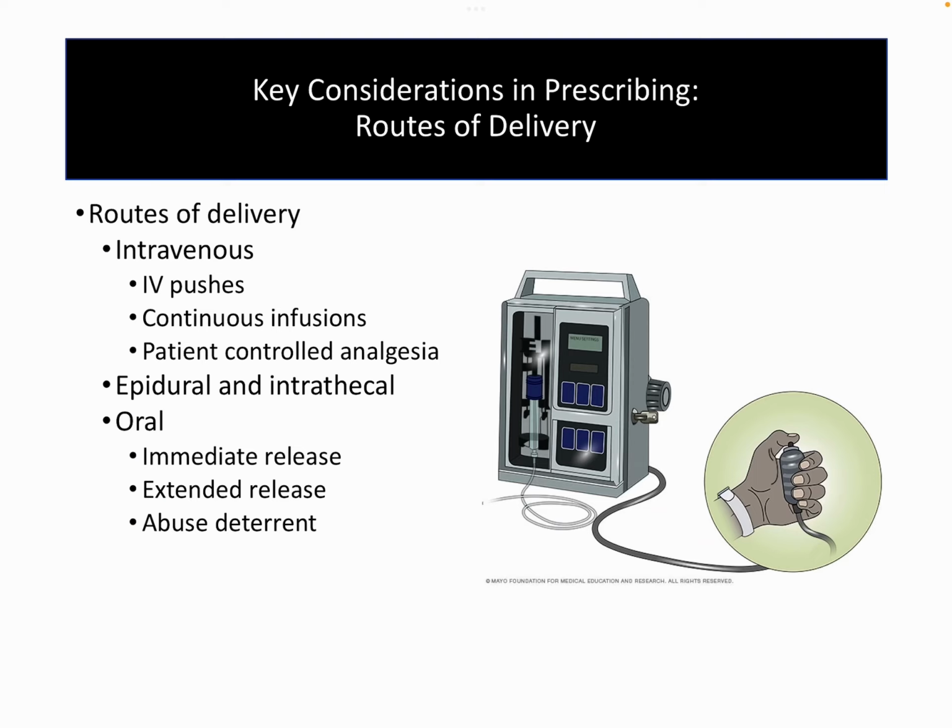Now, another thing we want to think about is routes of delivery. The number 1 rule in all pharmacy is if you can use the oral route, use the oral route. For opioids, we do try to use immediate release first, whether it be for acute pain or chronic pain, using immediate release only for acute pain. If we do need to use extended release, especially in chronic pain conditions, we can, but it's really for chronic pain only. And there are abuse deterrent ones.